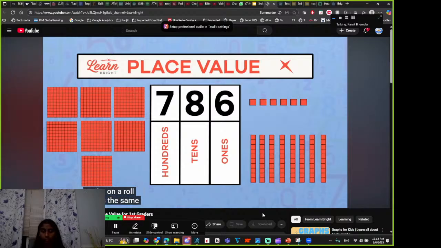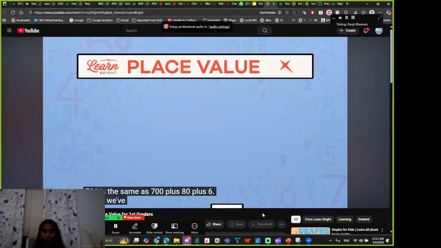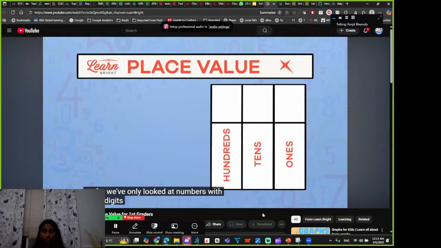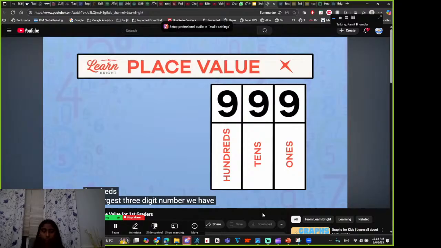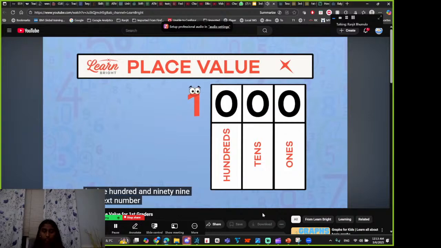786 is the same as 700 plus 80 plus 6. So far, we've only looked at numbers with 3 digits. Let's talk about the place values after hundreds. The largest 3-digit number we have is 999. The next number is 1,000 and has 4 digits.